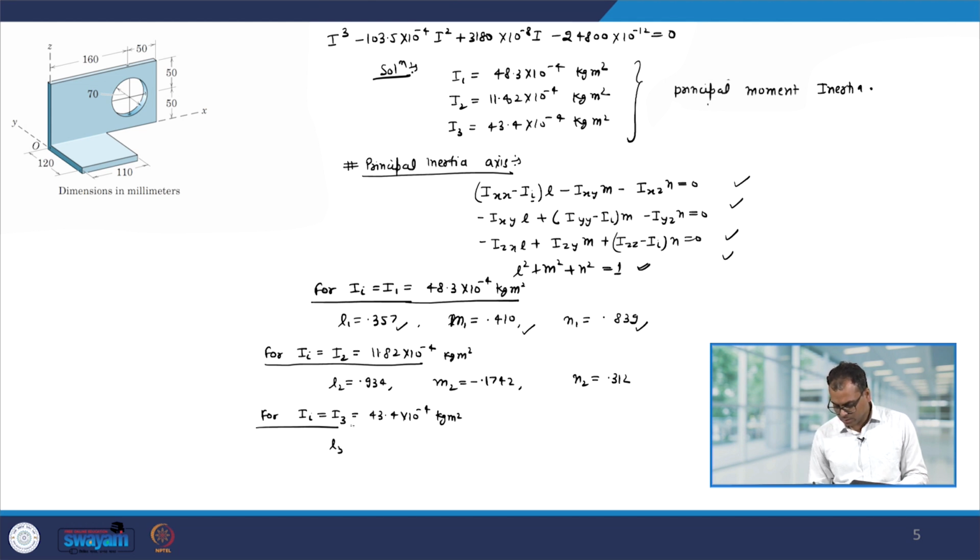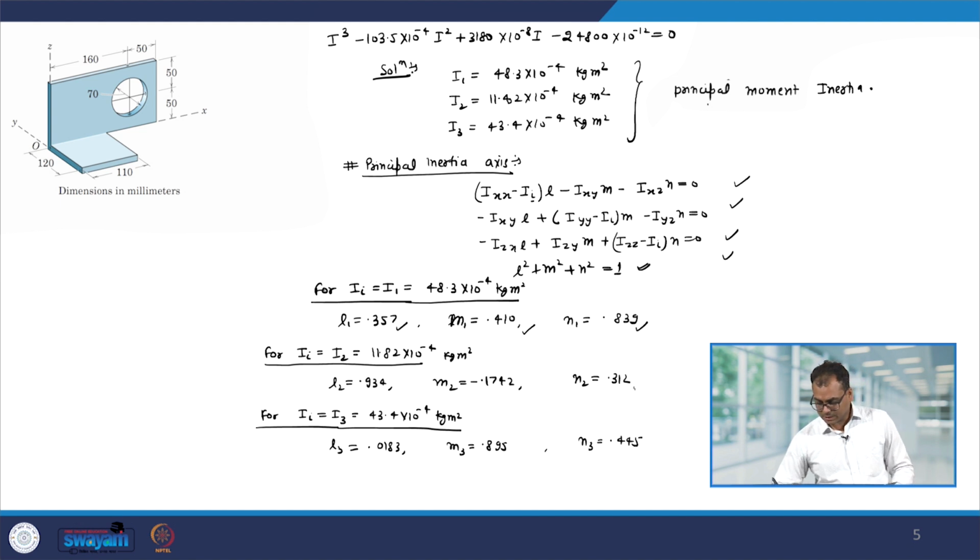L3 comes out to be 0.0183, M3 comes out to be 0.895 and N3 comes out to be 0.445. So, these are the direction cosines of the principal inertia axes.